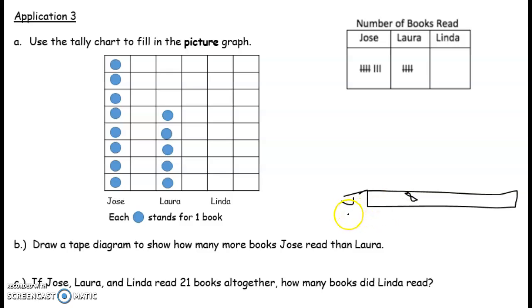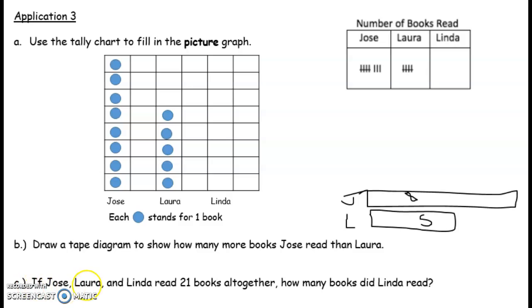Then we have Laura. I'm going to put her initial here to show her tape diagram, and she only has 5. So I'm not going to draw her tape diagram as long as Jose's is. A little bit shorter. And she has 5 books read. So your tape diagram should look something like this. Side by side, Jose's bar is longer than Laura's bar. Okay, good job.